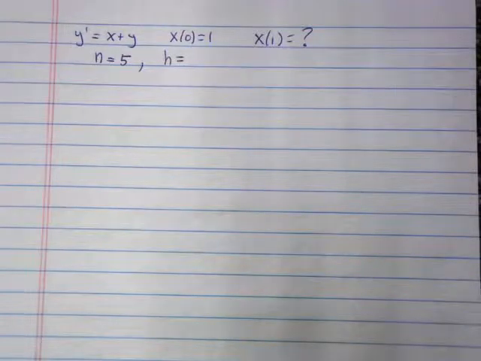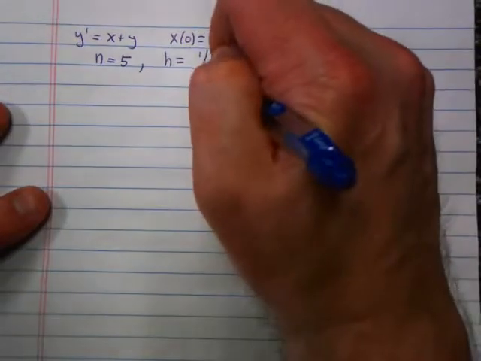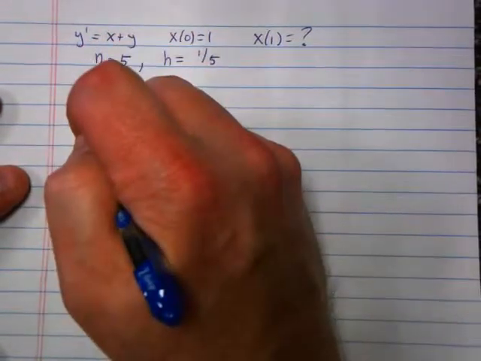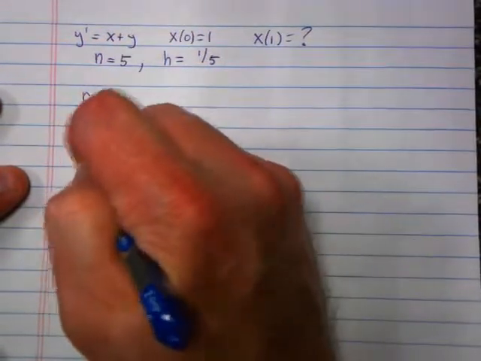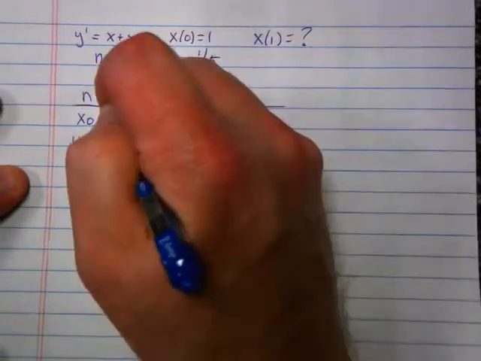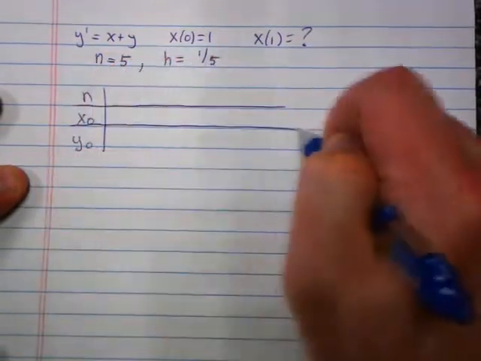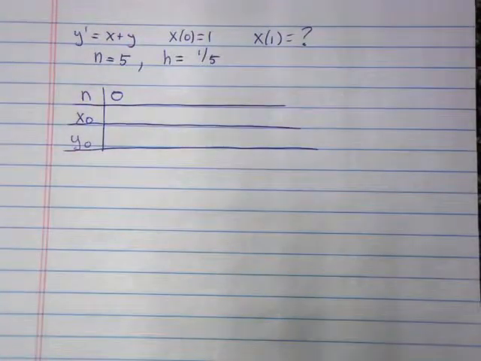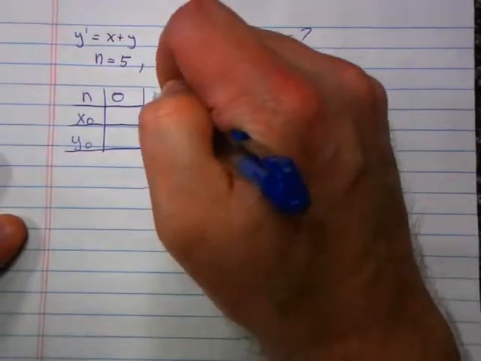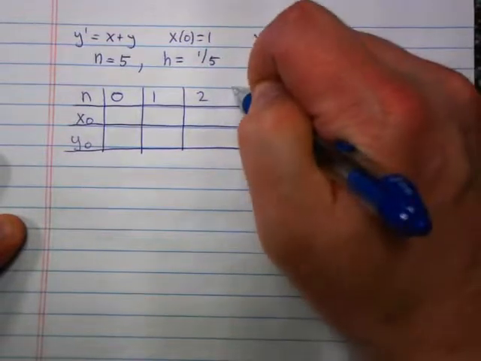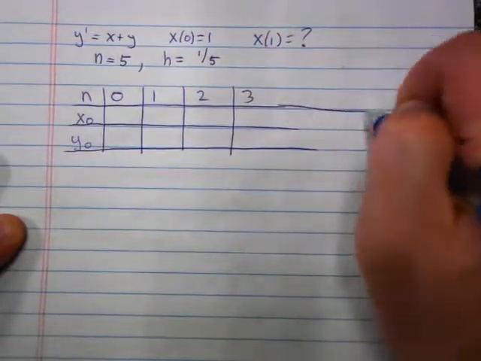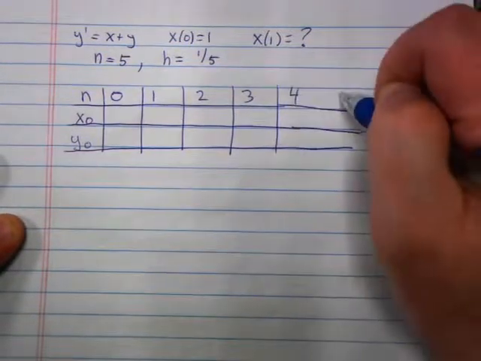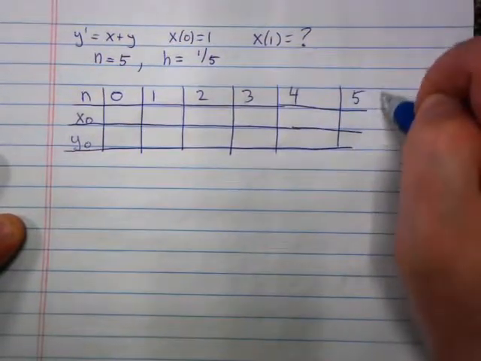That's all it is. 1/5. H is 1/5. Okay, so we're going to have n, x0, y0. We're going to have a 0 there, 1, 2, 3, 4, and 5.